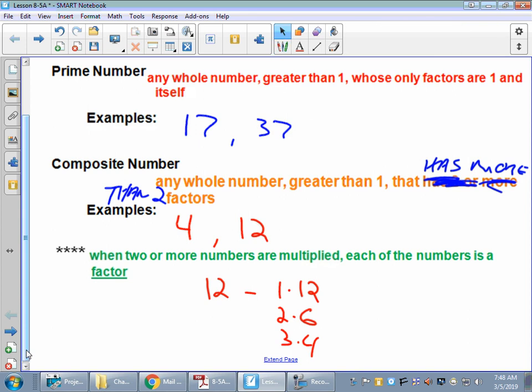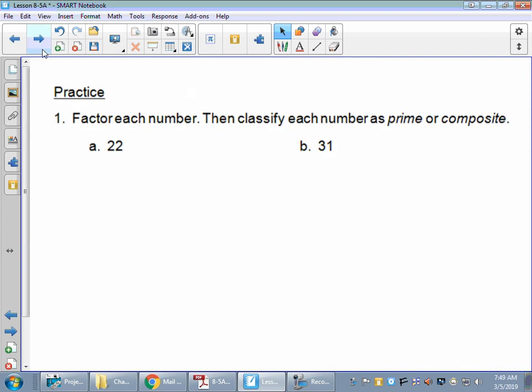So factors are the numbers that you're multiplying to get that number. Okay? So next up, let's talk about some practice problems. Factor each number, then classify each number as prime or composite. So we look at, say, A, number 22.